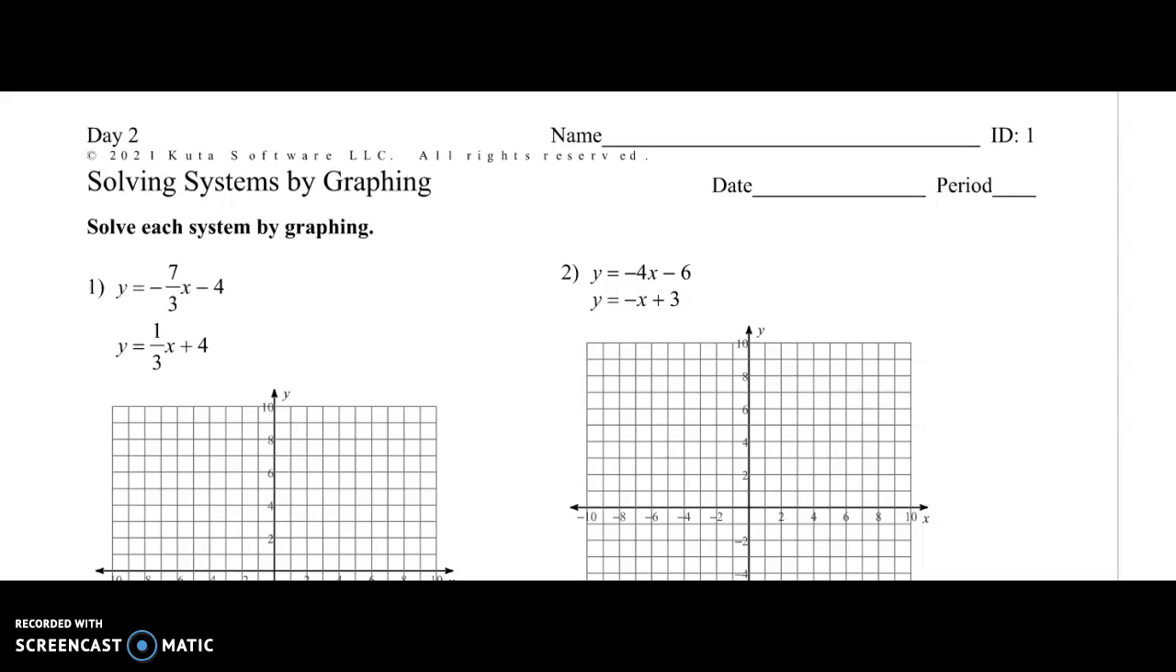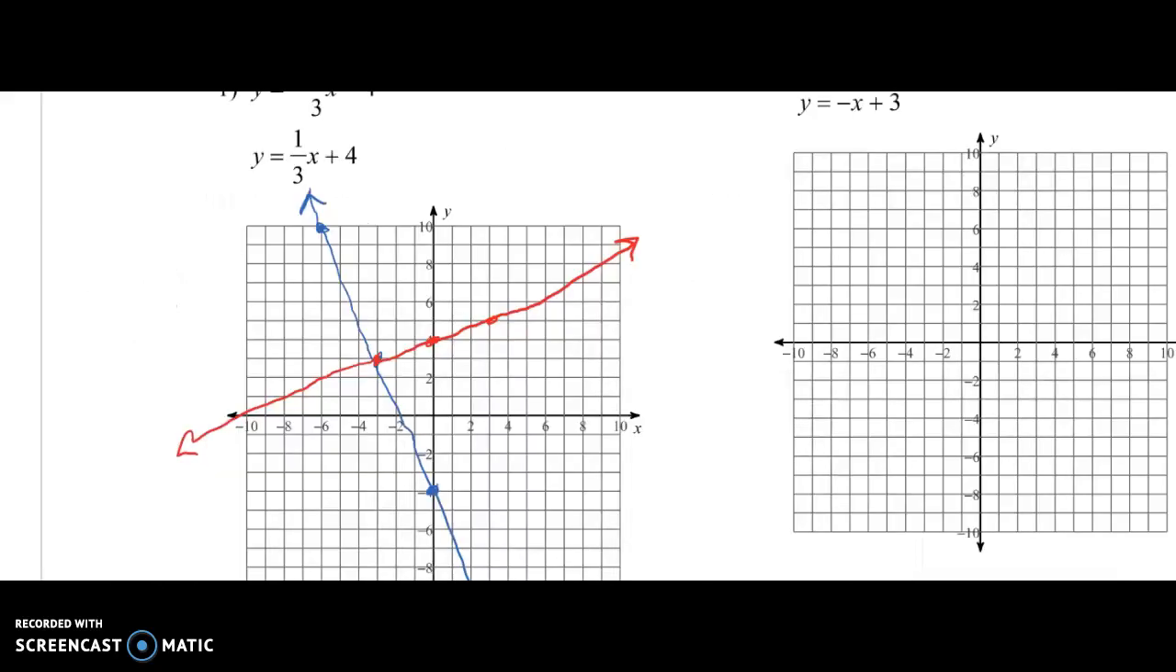Now when it comes to solving systems by graphing, you are going to graph both linear equations on the same graph grid. And where the two lines intersect, that's going to be the solution for your system. You notice here that both lines intersect at (-3, 3), so that ordered pair is going to be the solution.